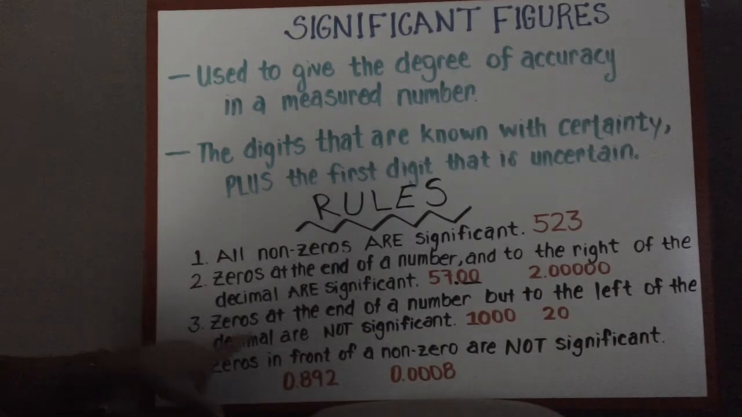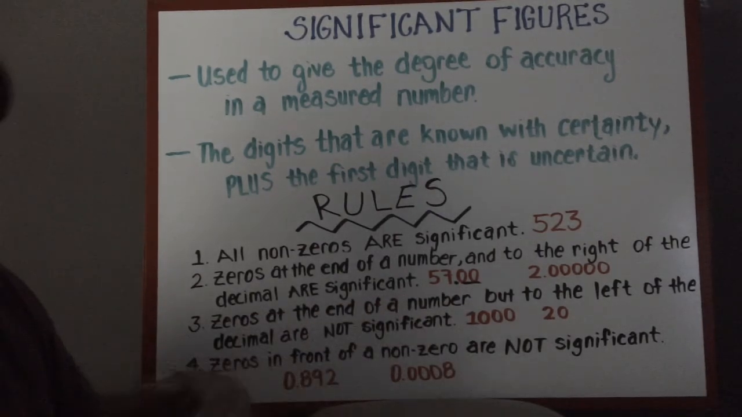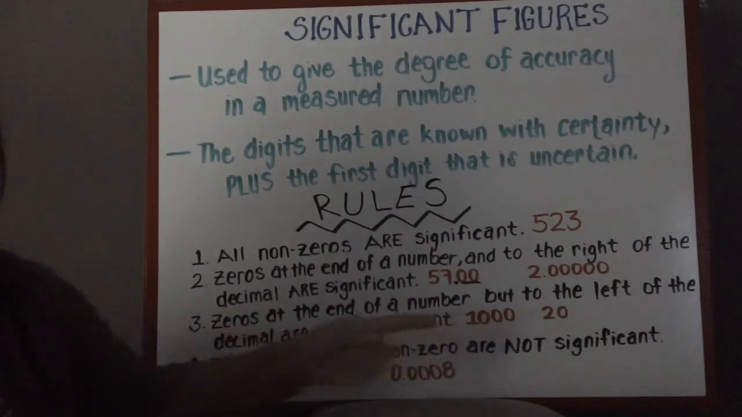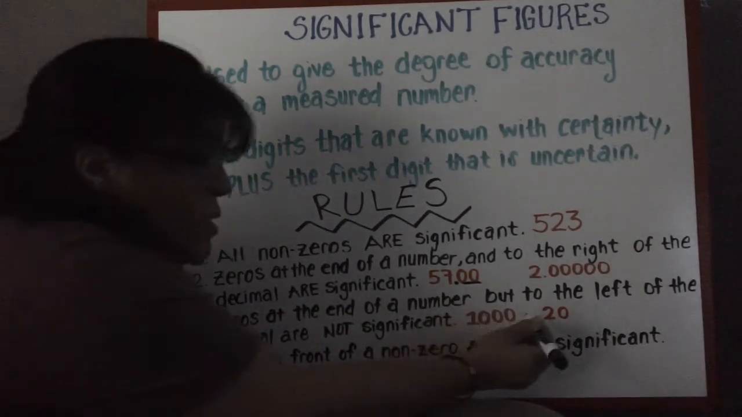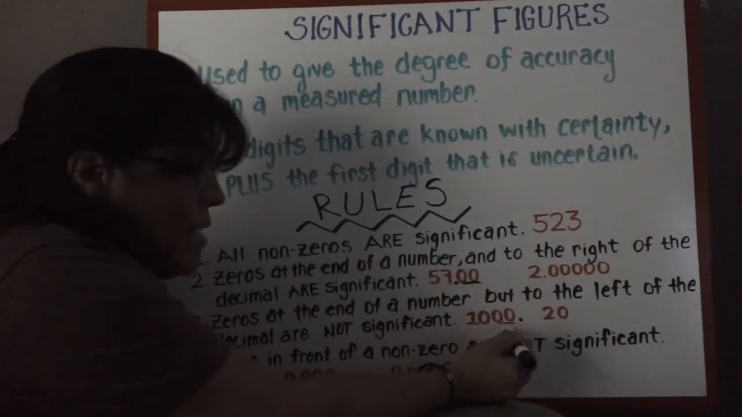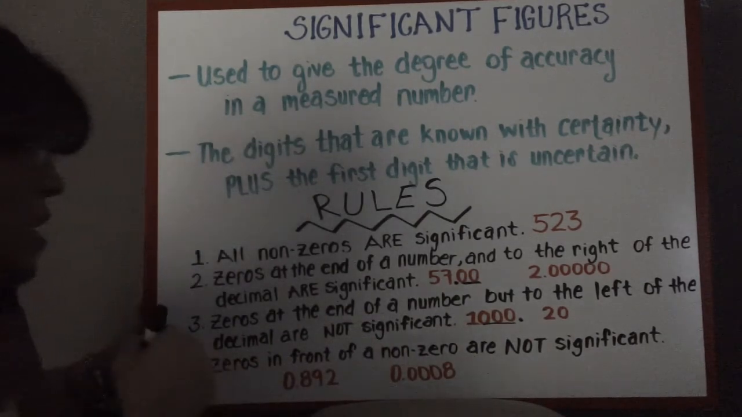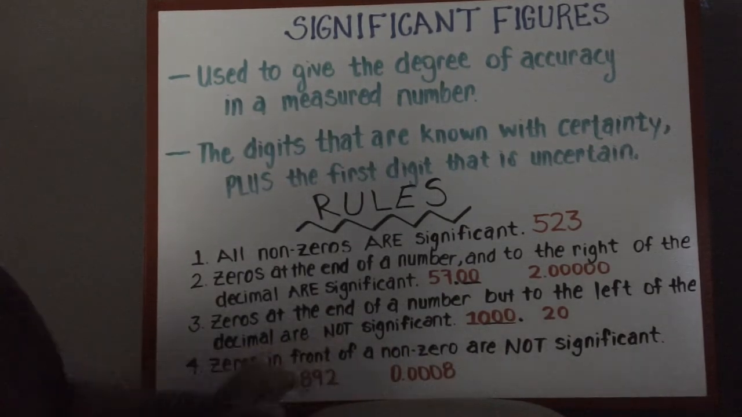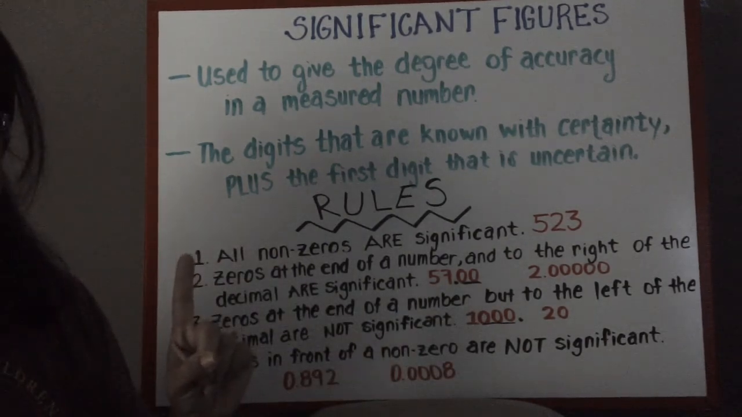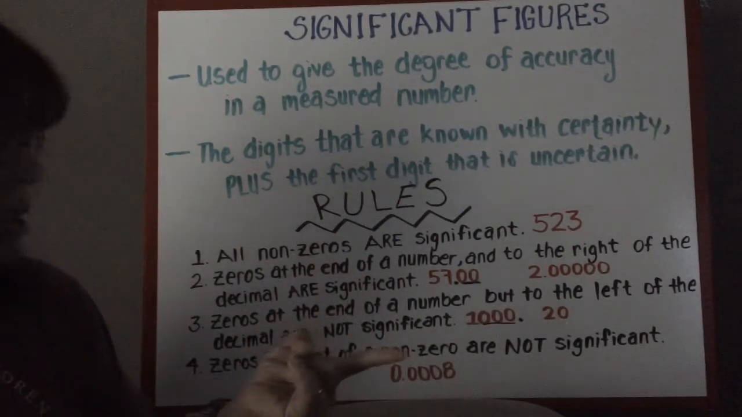Rule number 3, the zeros at the end of a number, but to the left of the decimal, are not significant. It's really hard to see. Well, you look here and there's no decimal place. Really, the decimal is right here. So these are zeros that are at the end of the number, but to the left of the decimal place. So these ones are not significant. So the number 1000 has only 1 significant digit. The number 20 has 1 significant digit.